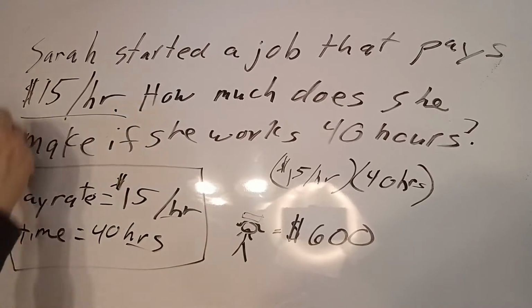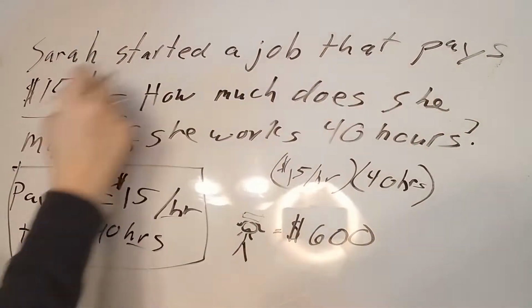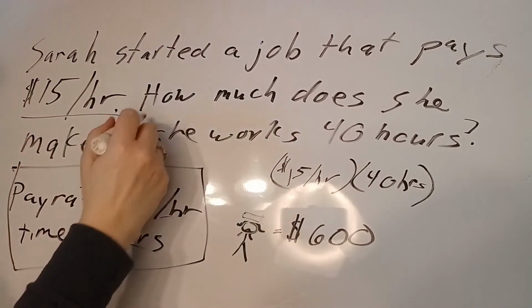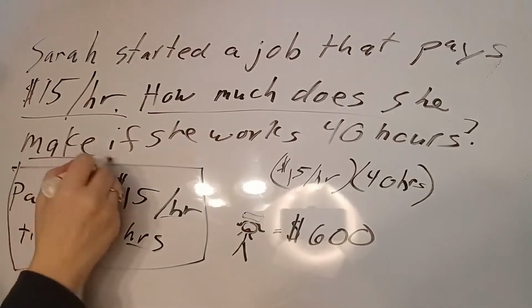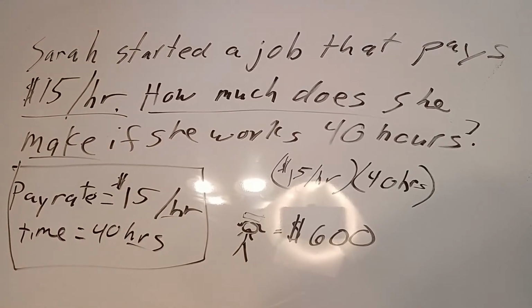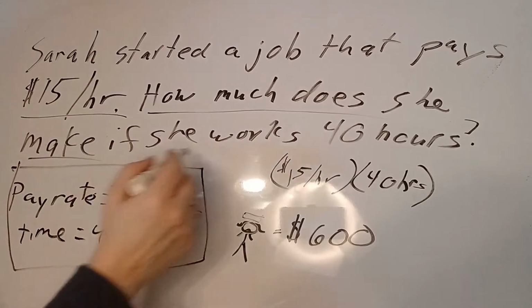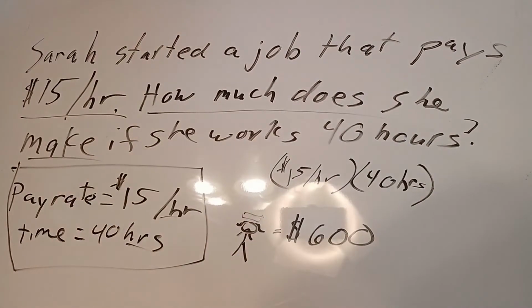So you see how I built that picture? We started with Sarah has a job that pays $15. And then we're looking for the question, how much does she make? So we're looking for a dollar amount. How much does she make? And then it gives us the if she works 40 hours.